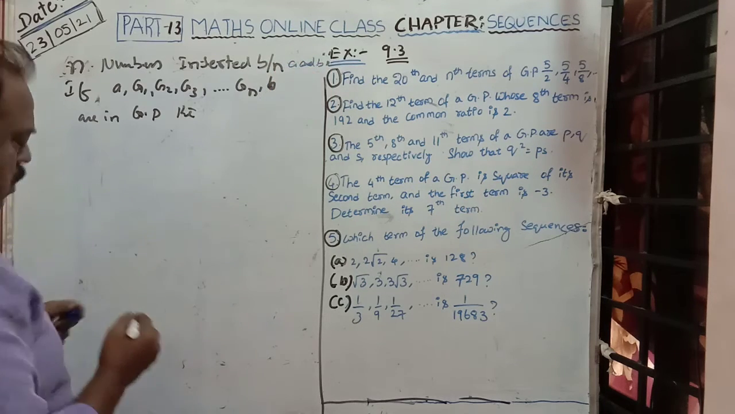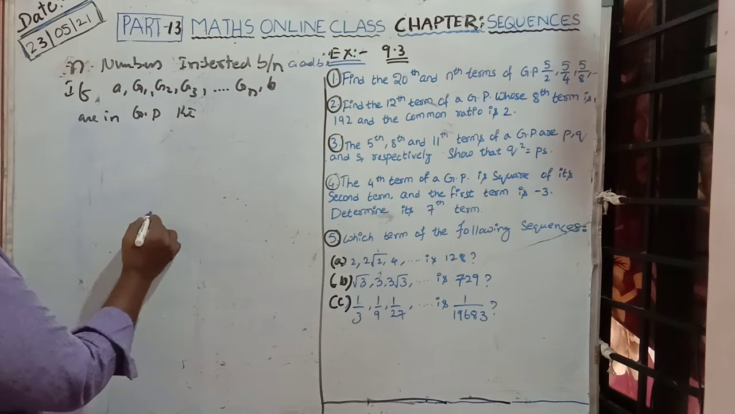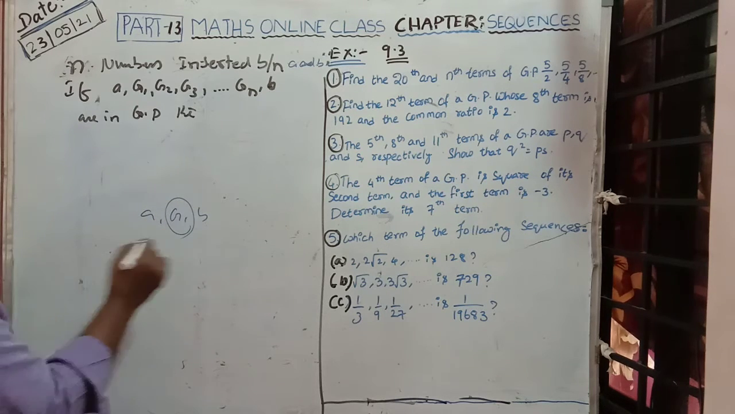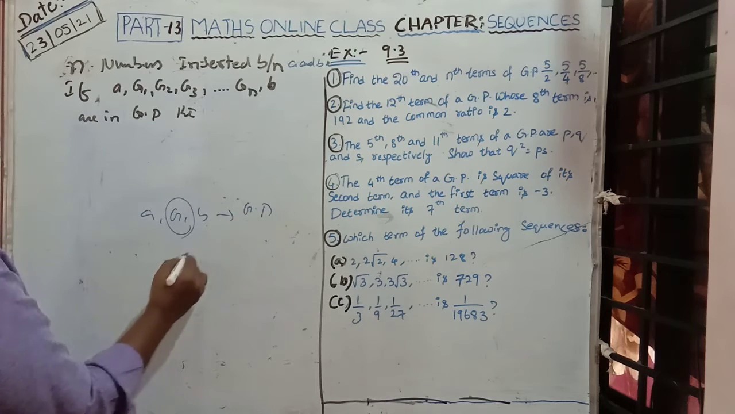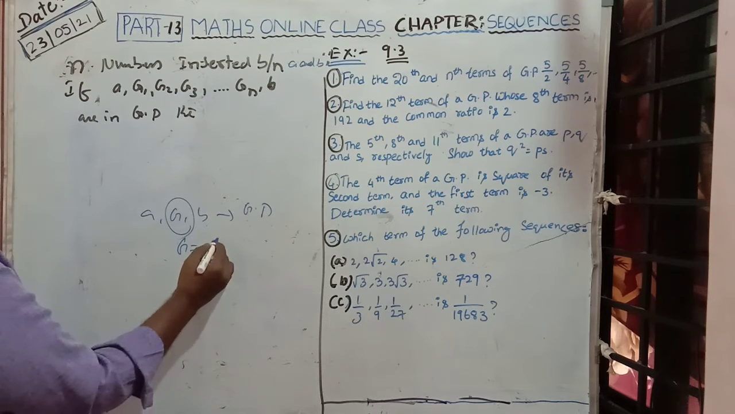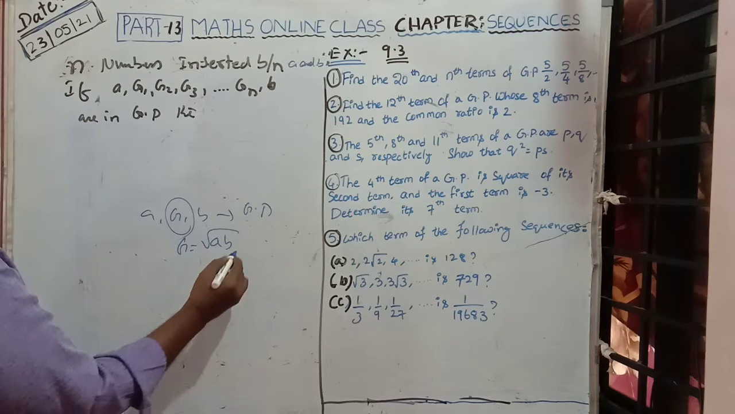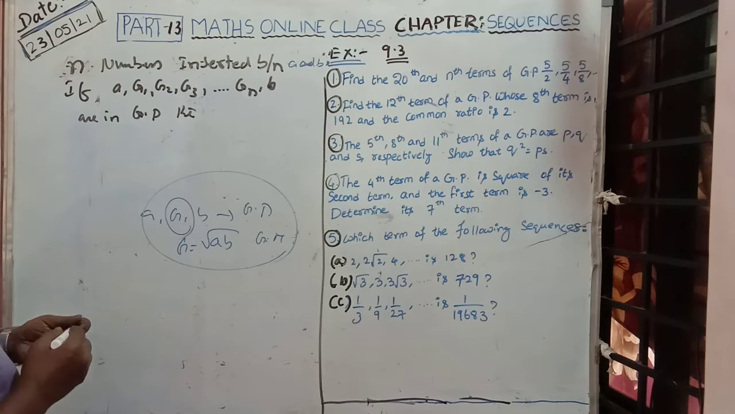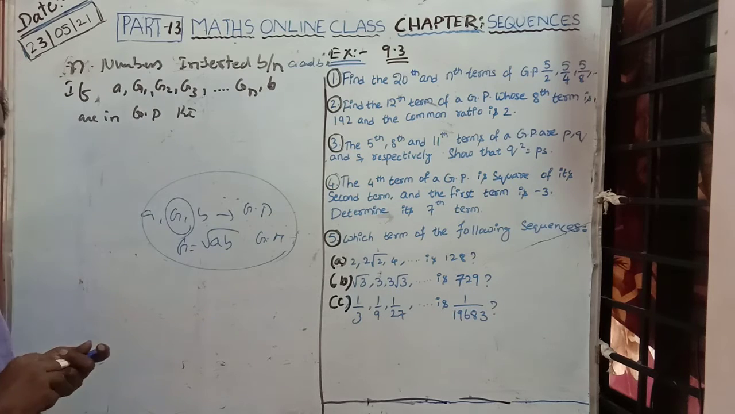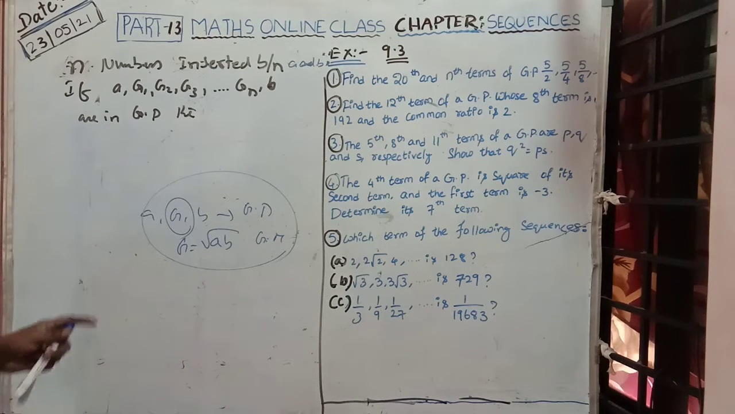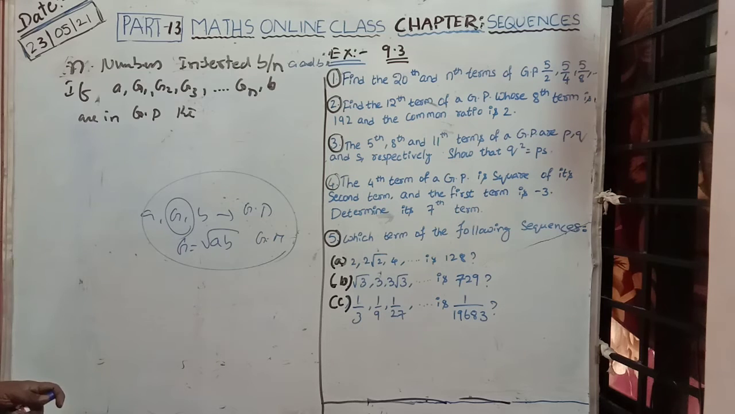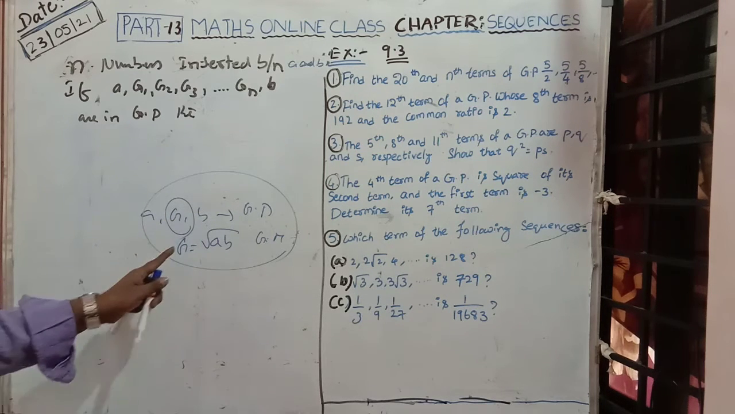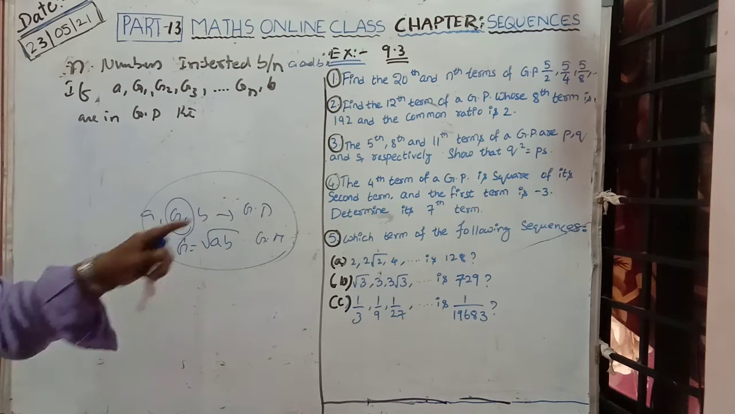We know that if A, G, B, only one term, are in GP, then G is equal to root AB, that is GM. I already told this concept. If a number is inserted between two given numbers which results in GP, then that number is called a GM. G is a GM, geometrical mean.